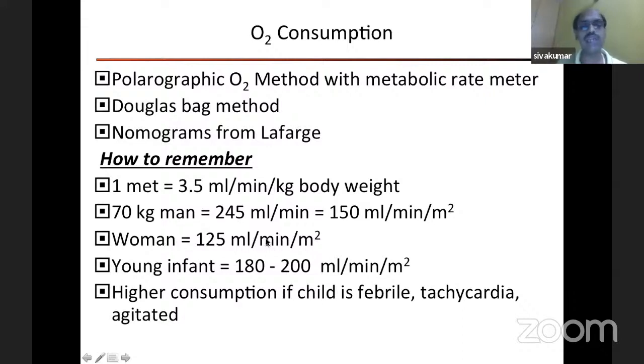Women have a reduced muscle mass, and so women will have a slightly smaller oxygen consumption. Infants will have a higher metabolic activity, so infants will have a slightly larger oxygen consumption. In general, consumption will be high if a person is febrile, tachycardic, agitated, or anxious.